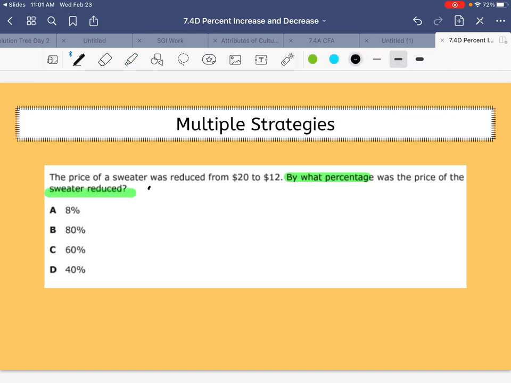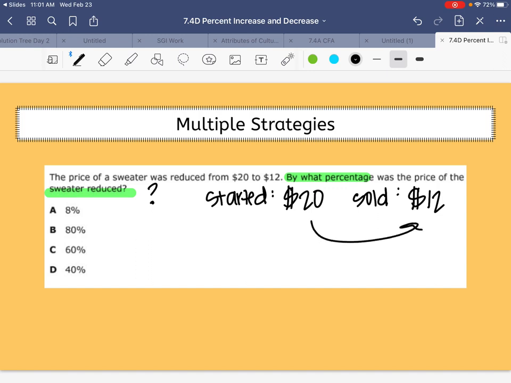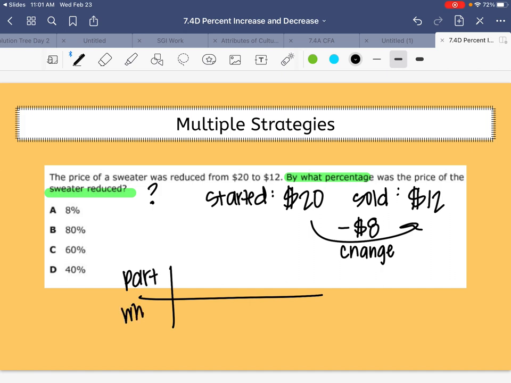Well, I don't know how much it was reduced by, but I know that it started at $20 and then it sold for $12. So the sweater went from 20 to 12, so that change was a decrease of $8. So I want to know what percent that change is, though. So I will set up a ratio table for part out of whole.